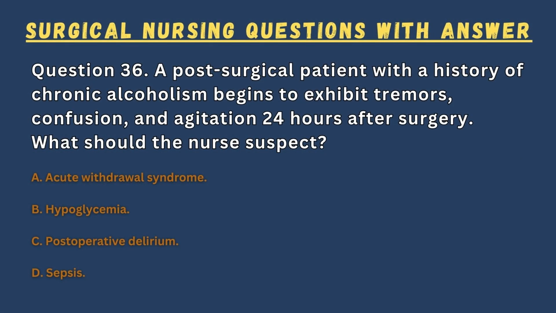Question 36. A post-surgical patient with a history of chronic alcoholism begins to exhibit tremors, confusion, and agitation 24 hours after surgery. What should the nurse suspect? A. Acute withdrawal syndrome. B. Hypoglycemia. C. Postoperative delirium. D. Sepsis.